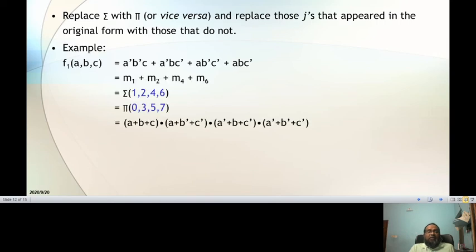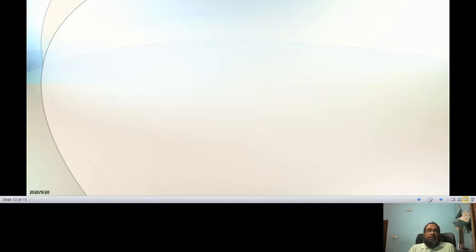The example is given like that: a bar b bar c plus a bar b c plus a b bar c plus a b c bar. So here the conversion is done from SOP to POS. We know that the minterm mj is equal to the complement of the maxterm Mj. So if the minterms are given, we can write the maxterms.